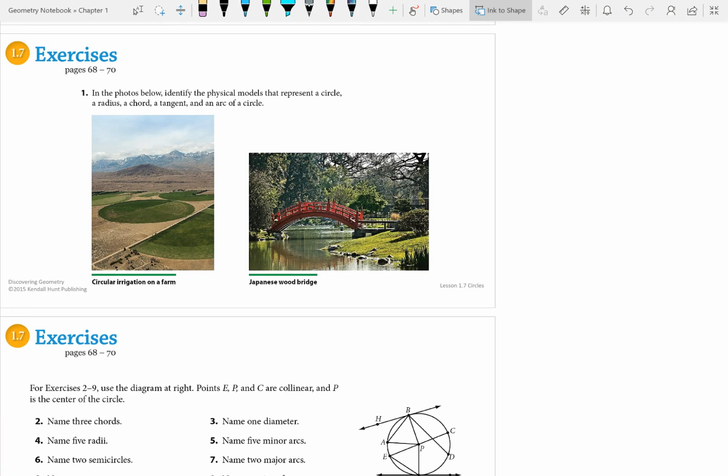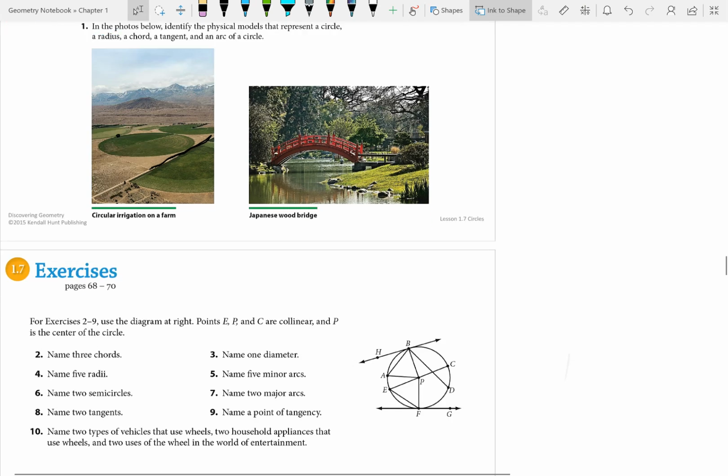A tangent, let's see here. Actually, if I erase this here, it'll be easier to see. It looks almost like these circles are tangent to each other. Pretty close to it. Or actually, even better, this little road right here looks to be tangent to that circle. The arc of a circle, well, there's multiple ones, but I think the best one would be this bridge right here, the arc of this bridge. And there's probably many others you could point out too.